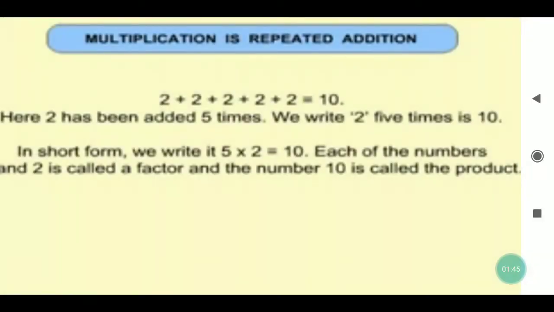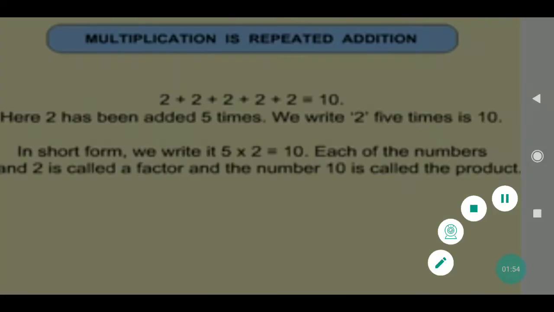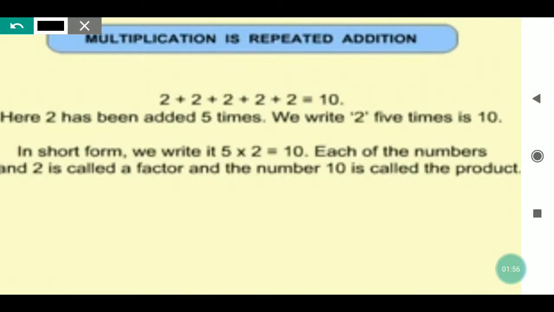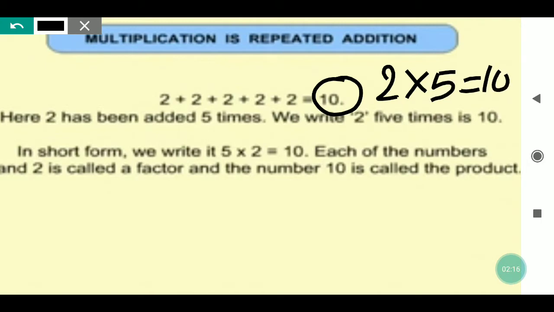Multiplication is also called repeated addition. You can see, my dear student, the question which I have opened here. In this you can see it is written 2 plus 2 plus 2 plus 2 plus 2, 5 times 2. When we add it, we get 10. How many 2s are there? 5. So 2 into 5, when you do, you will get 10.